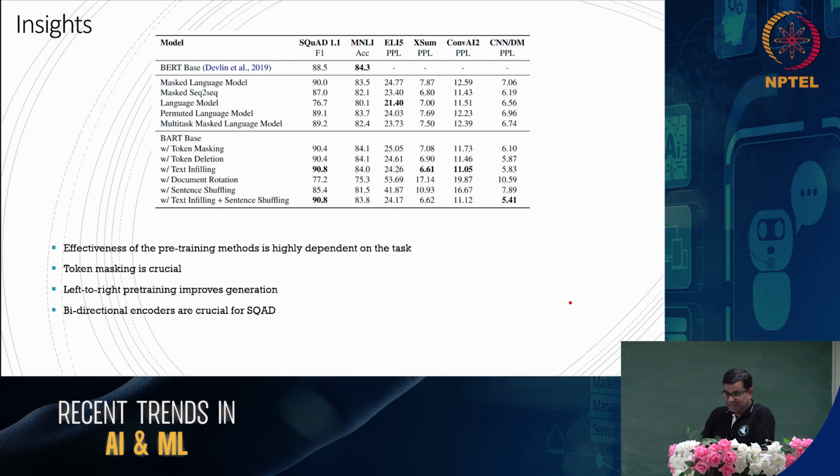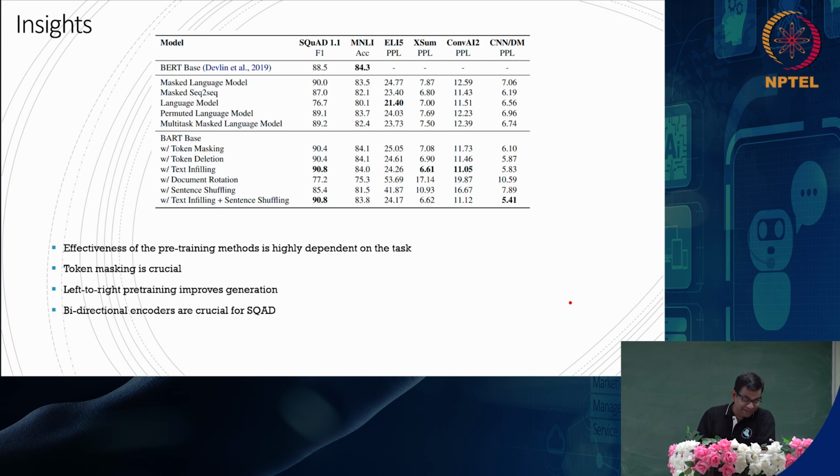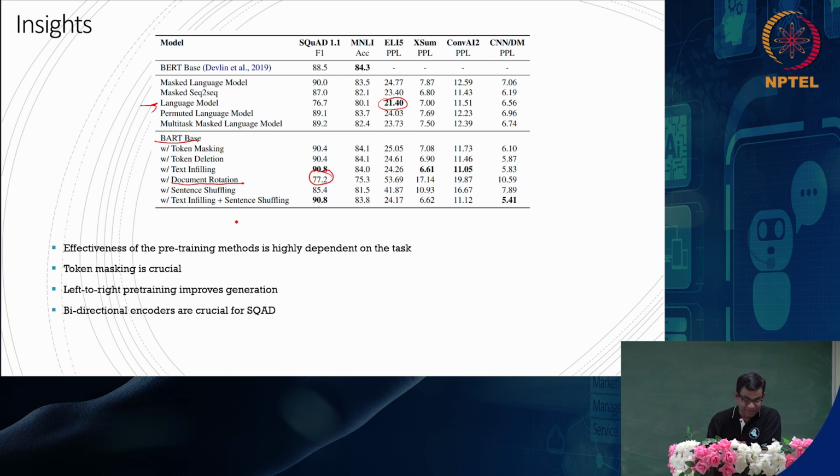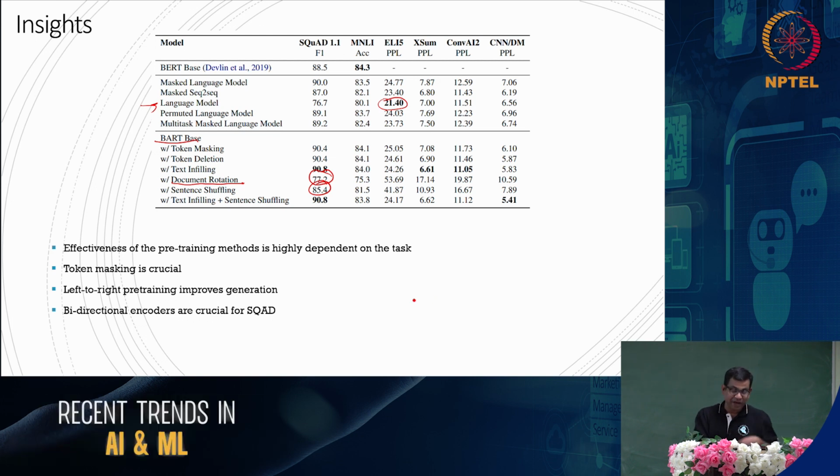Now, of course, there is some insight that these models are not something you can directly use for anything and everything. One observation is that the effectiveness of the pre-training method highly depends on the task. You can use any kind of pre-training objective here, and say for this abstractive question answering task, a basic language model is doing better compared to anything. On the other side, token masking is crucial. For example, when you are using BART, if you are not using token masking, like document rotation, where there is no masking, your accuracy is as low as 77%. But whenever you are masking the tokens, you get 90% accuracy. And for these two, where you are not doing any masking, your accuracy is very bad.